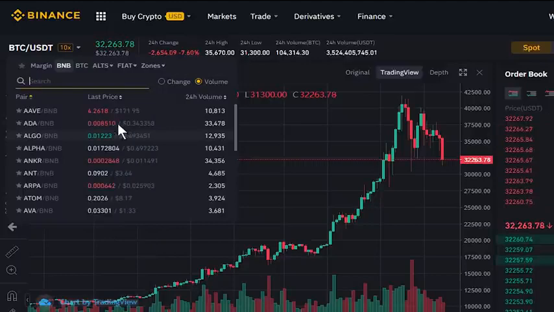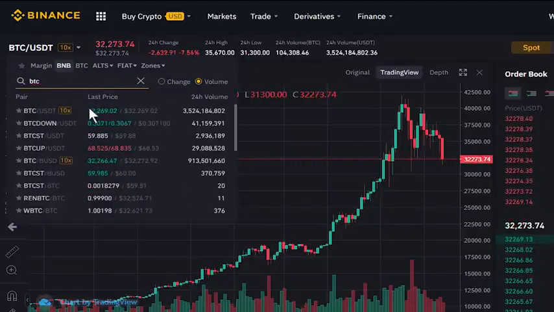Let me show you. For example, for Bitcoin, we search here BTC, and here, as you can see, for Bitcoin to Tether, BTC to USDT, we have a volume of more than $3 billion for the past 24 hours. But for BUSD, for example, here, as you can see, the 24 hours volume is something like $900 million.